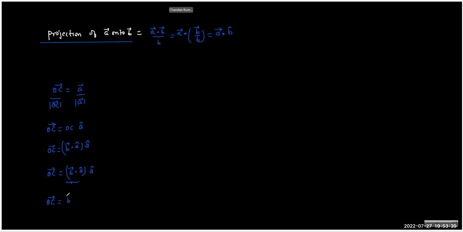Anyway, so this we can rewrite in some expanded form as B dot A upon mod A and A upon mod A, which we can finally express as A dot B upon mod of A whole square into A vector. This is a really bad way of writing, but you can write like this.